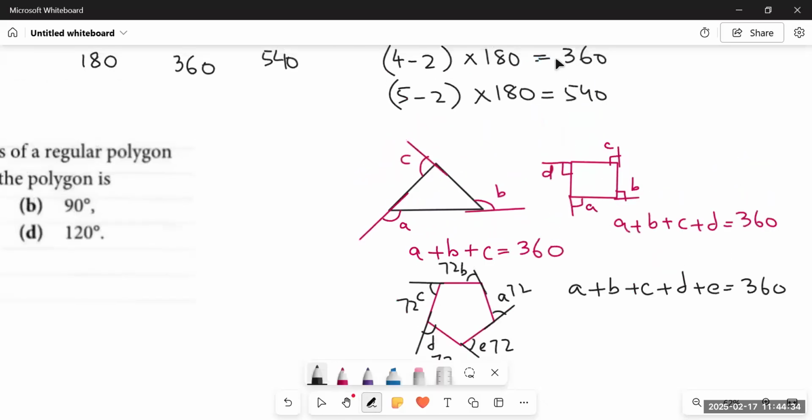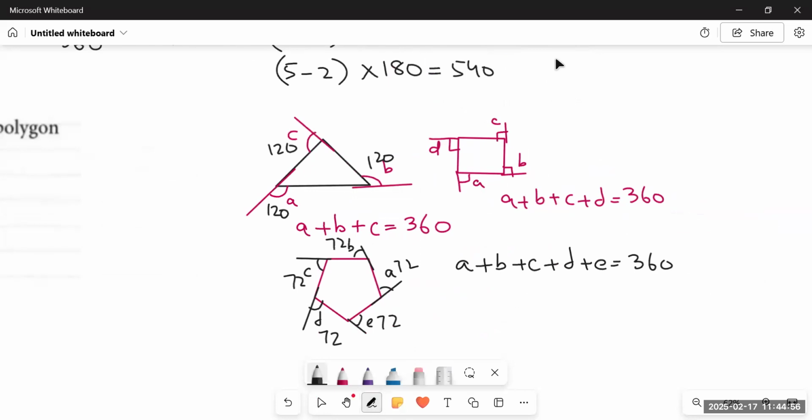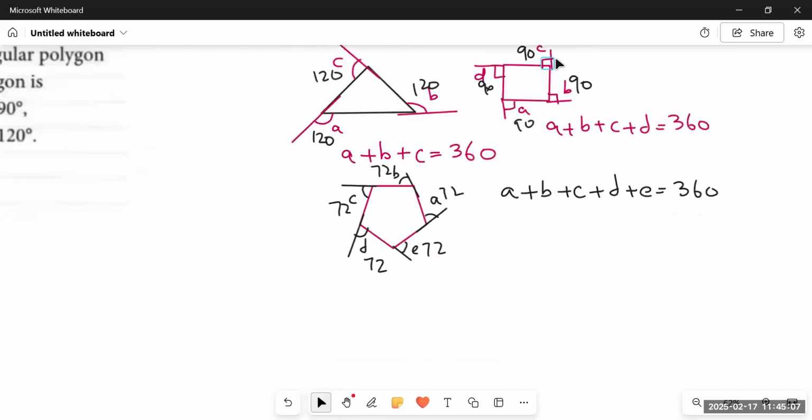Similarly, if we talk about a triangle, the exterior angles would have the sum of 360 degrees. If it's an equilateral triangle, then all the angles would be 120, 120, 120 each. Similarly, if we talk about a quadrilateral, square or rectangle, all of the angles would be 90, 90, 90, and 90. Right? So if we are provided with any of the exterior angles, we can easily figure out what shape it is, what polygon it is.